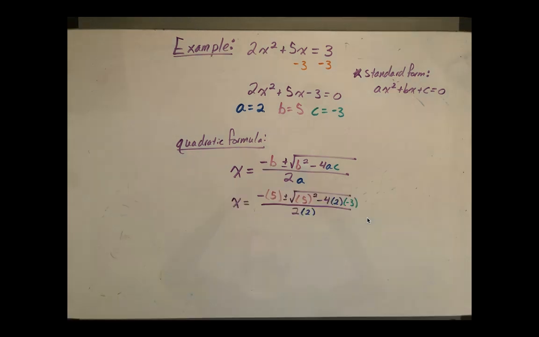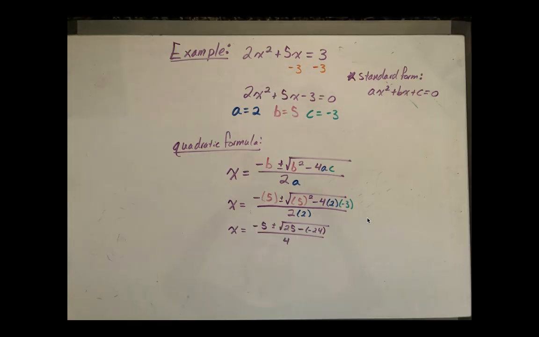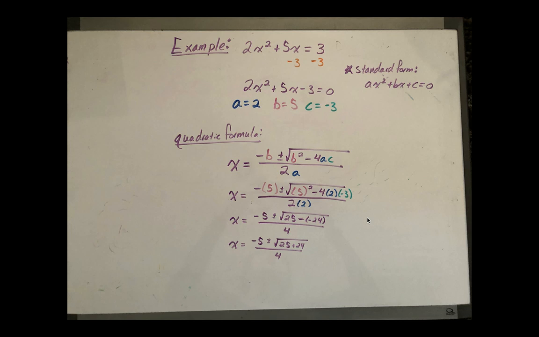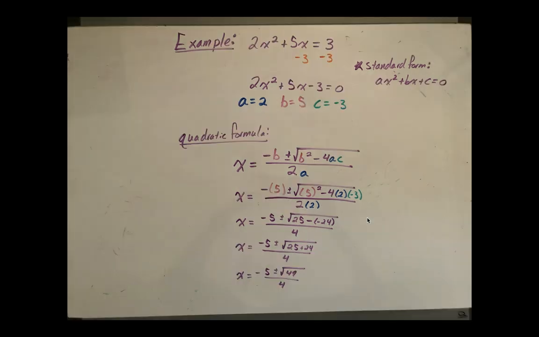x equals negative 5 plus or minus the square root of 5 squared minus 4 times 2 times negative 3, all over 2 times 2, which then simplifies to x equals negative 5 plus or minus the square root of 25 minus negative 24, all over 4. 25 minus negative 24 is the same as 25 plus 24, which is 49. So we've got x equals negative 5 plus or minus the square root of 49 over 4.